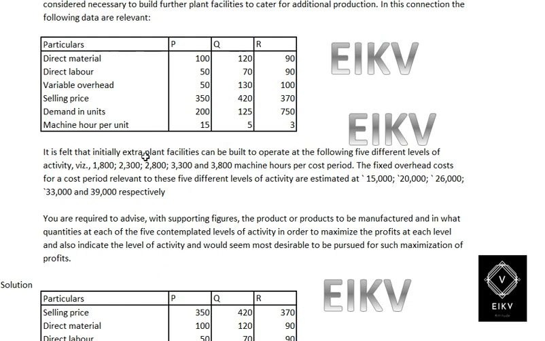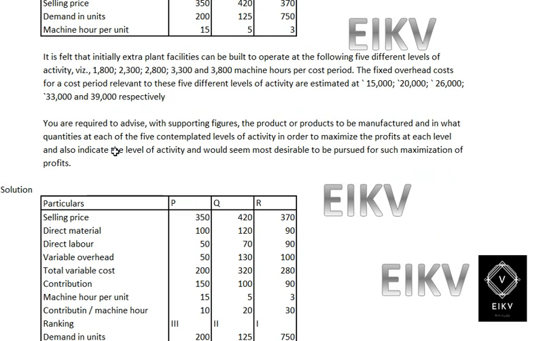Going ahead, it is felt that initially extra plant facilities can be built to operate at the following 5 different levels of activities. They are 1800, 2300, 2800, 3300, and 3800 machine hours per course period. The fixed overhead costs for the course period relevant to these 5 different levels of activities are estimated at 15,000, 20,000, 26,000, 33,000, and 39,000 respectively.